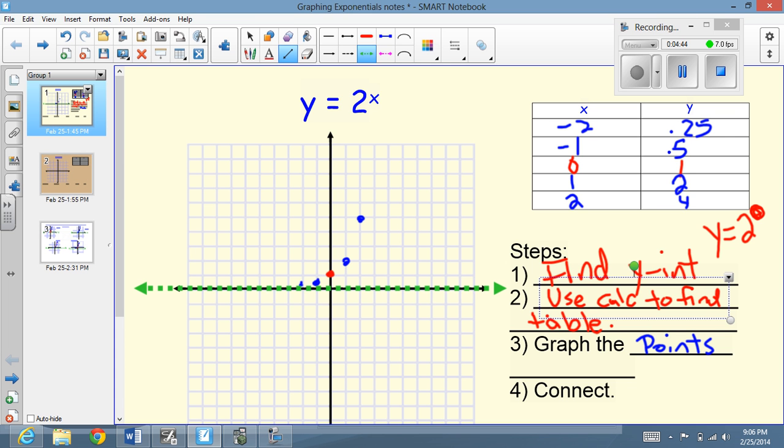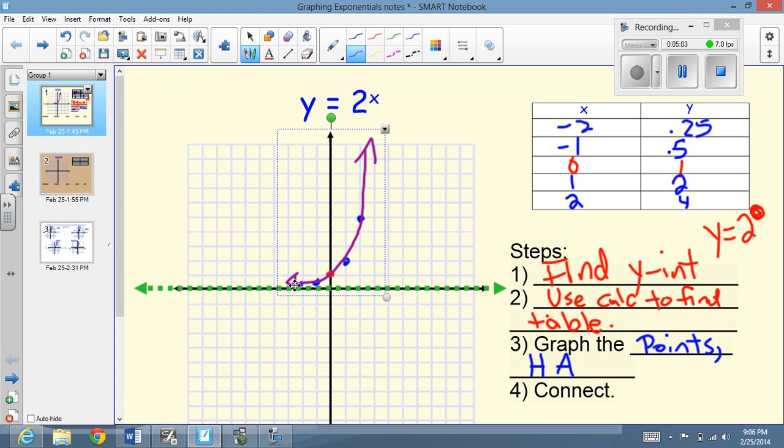So not only am I going to graph the points here, I'm also going to graph my horizontal asymptote. And then my last step here is just to connect my points, and it looks something like this. Make sure you put your arrows at the end, and always remember that we don't cross over these horizontal asymptotes.